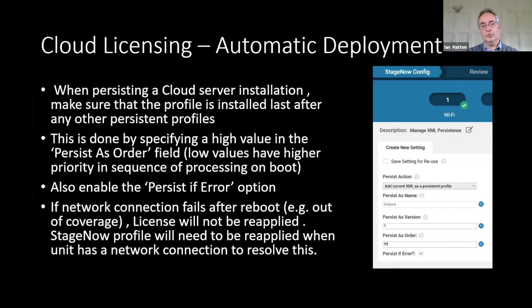Other points to note: when you persist a cloud server installation, make sure the profile is installed last, after any other persistent profiles. If you have more than one persistent profile, this one needs to be last in the order, which means you need to give the persist order value a high number, so that any persistent profiles with a lower value will be executed first before this one. Giving it a high number like 99 will make sure it's at the end of the list of profiles which will be executed after the device reboots.